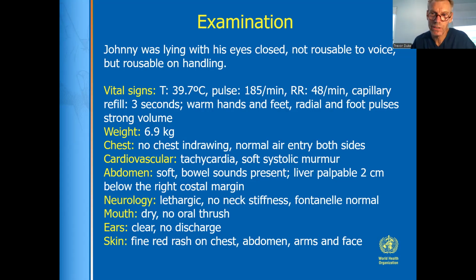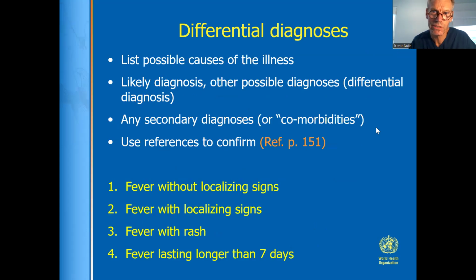He was lethargic, but not having any signs of meningitis. No neck stiffness. His fontanelle was normal, and he looked a bit dry, with a dry mouth, and he had no signs of oral thrush. His eyes were clear without discharge, and he had this fine red rash you saw on his chest and abdomen, arms, and his face. A very, very fine red rash.